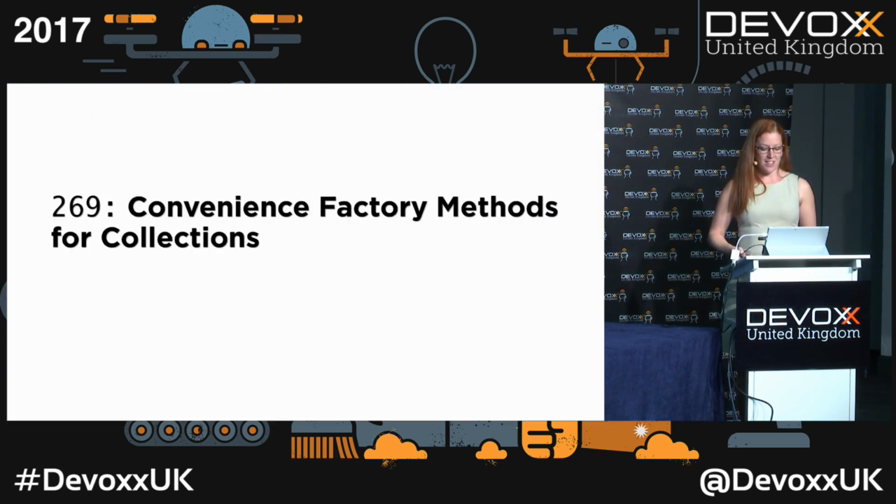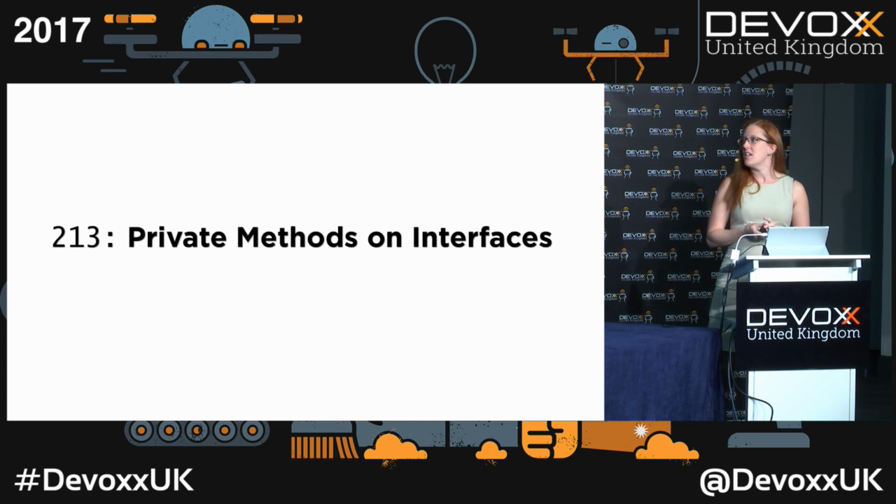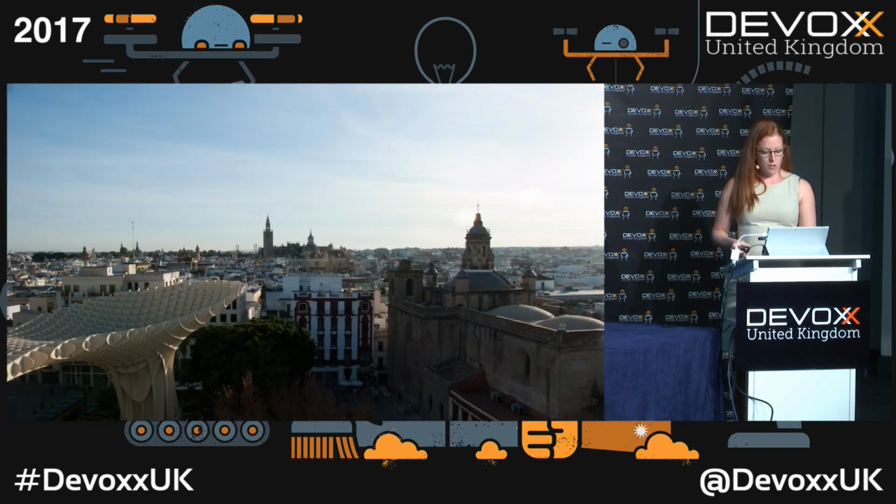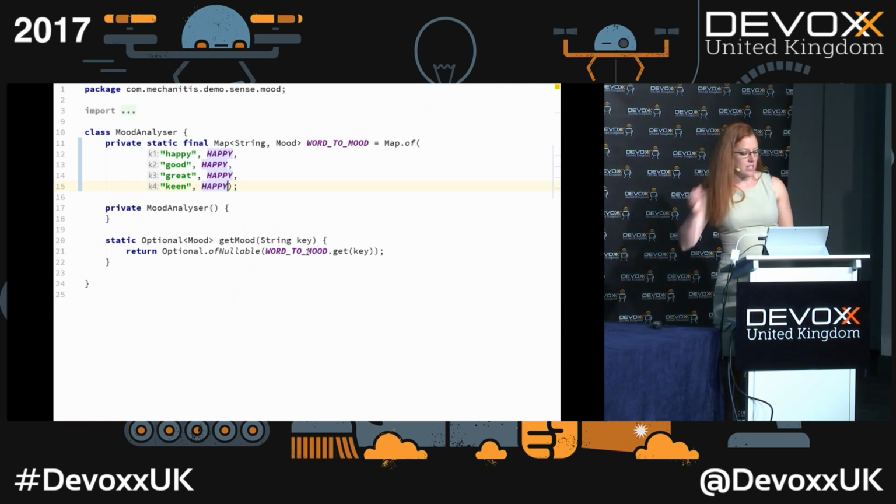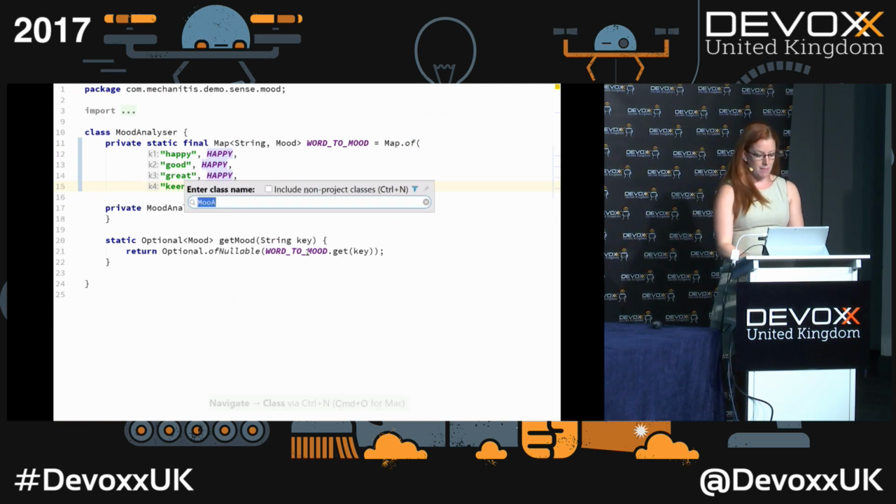Right. Private methods on interfaces. Now, this might seem like a really silly thing, because interfaces are supposed to define your public API. Why would you need a private method on an interface? Well, of course, the answer is that in Java 8, we got default methods and static methods on interfaces.